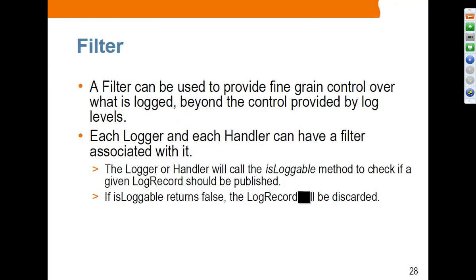Filters. A filter can be used to provide fine-grained control over which messages you want to log and which you want to publish. You can have a filter for a logger, a handler, or both. The filter has an isLoggable method. You configure each filter with this isLoggable method, and it will be called for each log message. If isLoggable returns false, then the log record will be discarded.